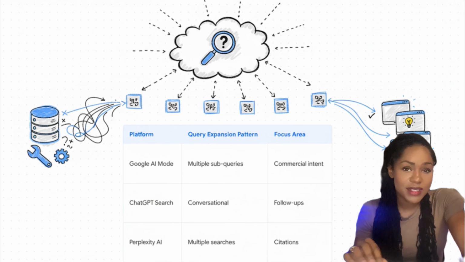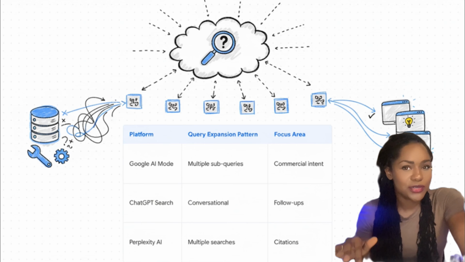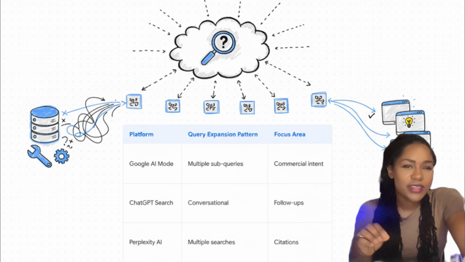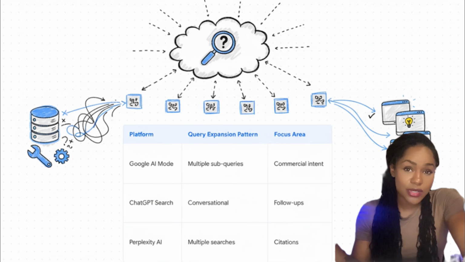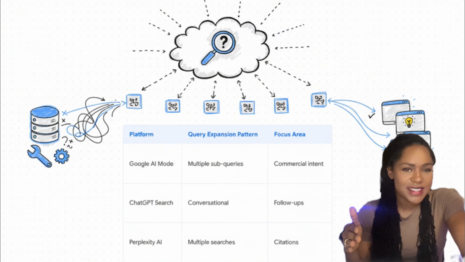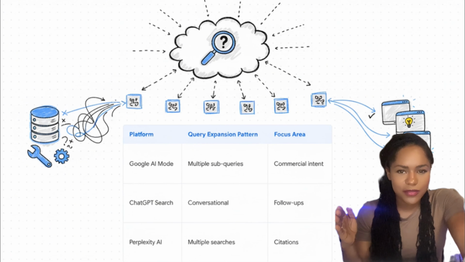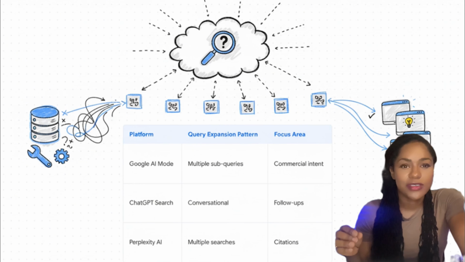Now, different platforms have their own unique spin on how they do this. Google, for example, is really focused on commercial intent, so it's going to pull shopping data and product info. ChatGPT, on the other hand, is more conversational. It tries to guess your follow-up questions. Then you've got Perplexity, which is kind of like the academic of the group, leaning on citable, authoritative sources.